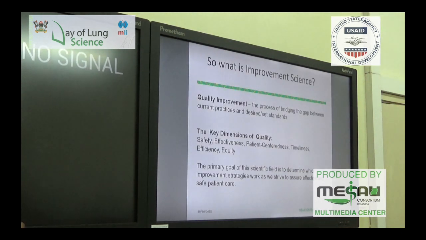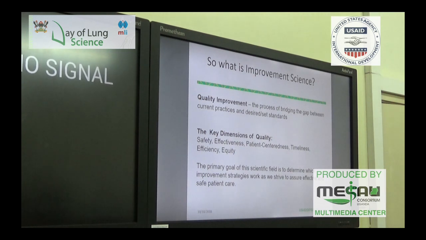I'm hoping that most of us know a bit about QI. It's quite simple. It's the process of bridging the gap between current practices, what we're doing right now, and the desired set standards. So for TB, we want to find more cases, for example. We know that we're not reaching the cases we're supposed to reach. And so the changes that we put in place to change the system relate to quality improvement.